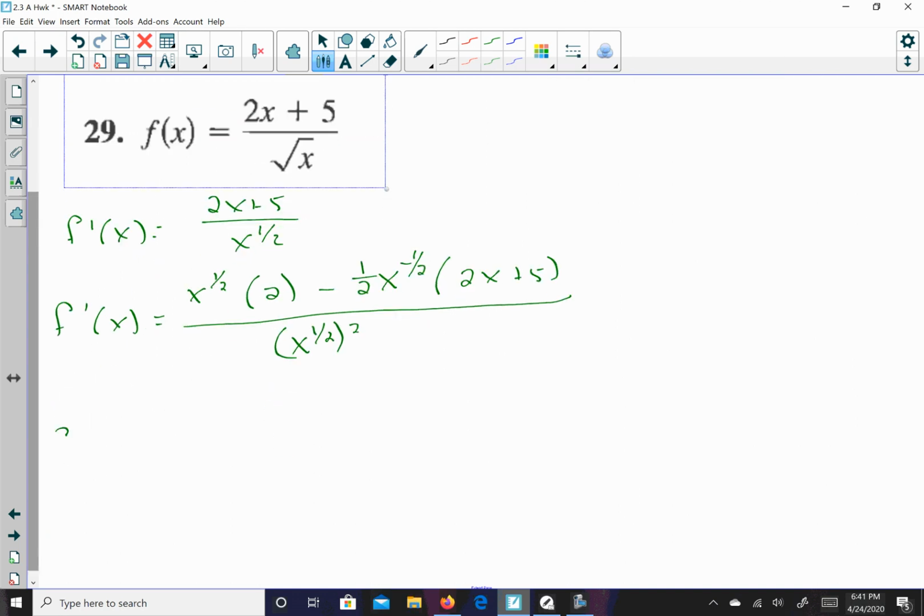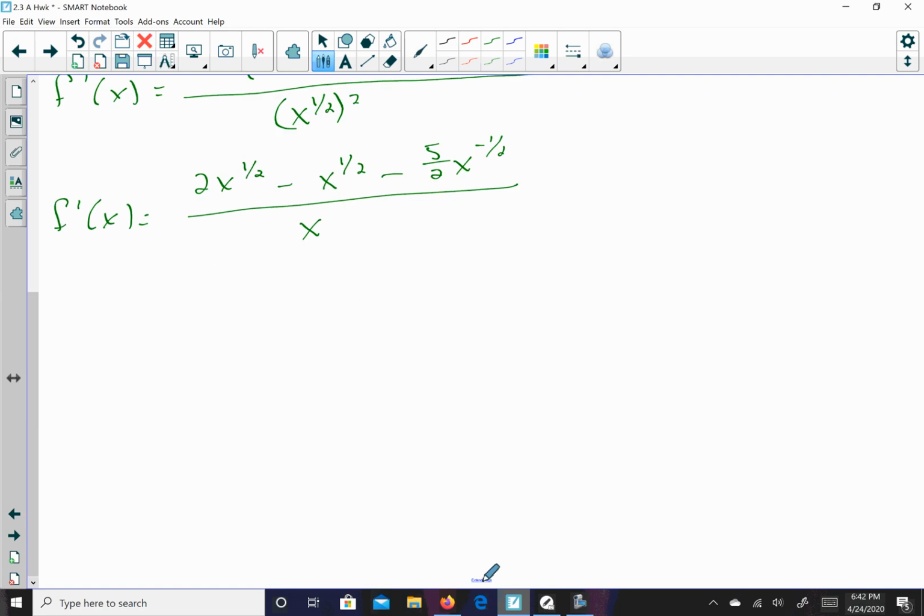So when I do this, I get 2x to the 1/2. And then when I distribute this, I'm going to minus the 1/2 times the 2 is 1. X to the negative 1/2 times x to the first will be x to the positive 1/2. And then this will be minus 5 times the 1/2 will be 5/2, x to the negative 1/2. And this is all over x to the 1/2 squared, which will just simply be x.